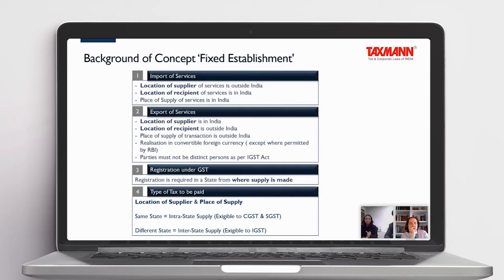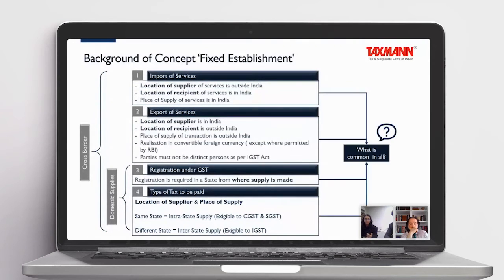These four points would be very important if we look at the GST implications for cross-border transactions. However, for domestic supply, only the third and fourth points would be relevant. What is common under all these four points is the location from where the supply is made and the location from where the supply is received. From now onwards, Sunil sir will take over.